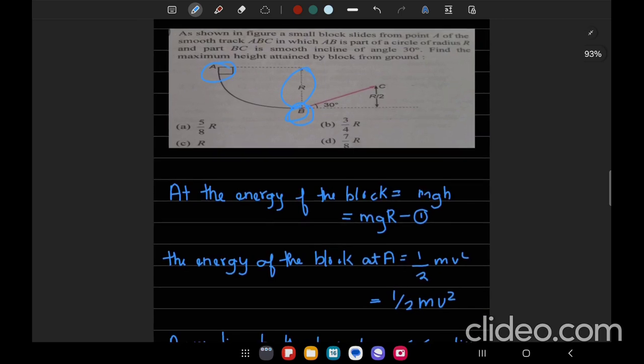Now let's check another thing. From B, with the kinetic energy at B, the block will move up this inclined plane. It will gain some height which is equal to r by 2, as said in the question. So it will have some amount of potential energy and some amount of kinetic energy. So the energy at B should be equal to the sum of potential and kinetic energy at point C due to the law of conservation of energy. So let's find it out.